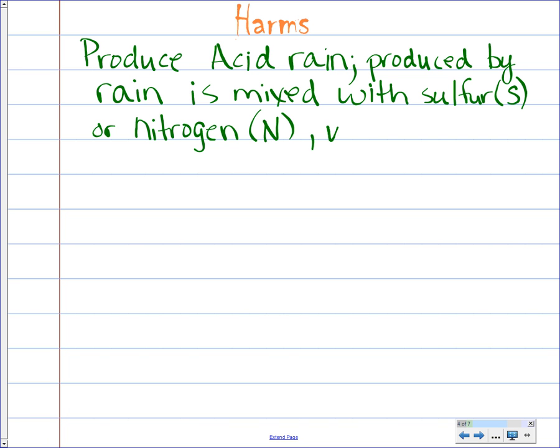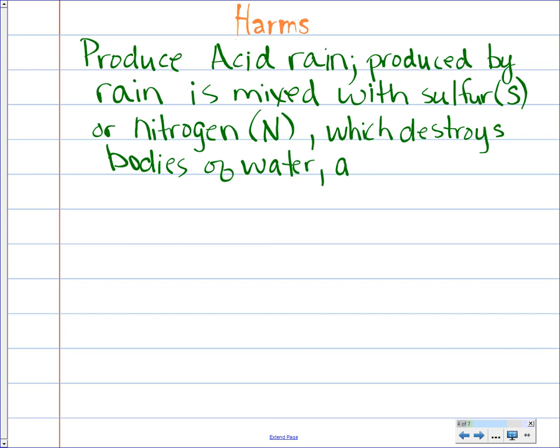And acid rain will destroy bodies of water, agriculture, and what else can it destroy? Human organisms. Good. Acid rain can tear down, it sure can, depending on the amount of it. Can you drink it? No, you should not. Any questions about the benefits or the harms of nitrogen flowing through our nitrogen cycle?